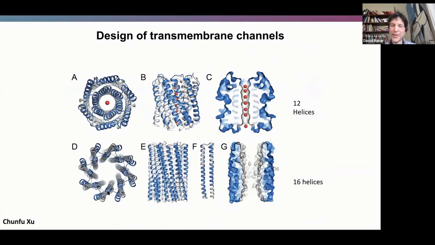Okay, so everything I've told you about so far is soluble proteins, but we can take the same principles and apply them to membrane proteins. And this is work of Chunfu Zhu. He designed these alpha helical channel-like proteins, which have 2 rings of alpha helices surrounding a central pore. These are soluble protein designs, and these are comparing the design models to the crystal structures.